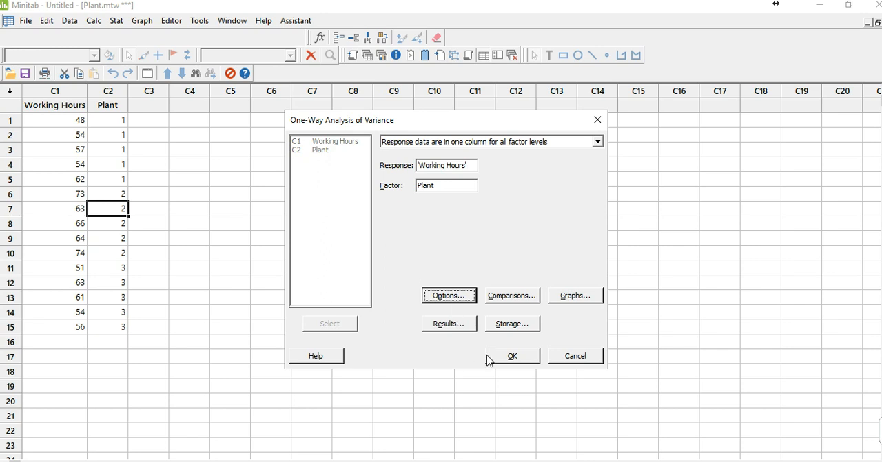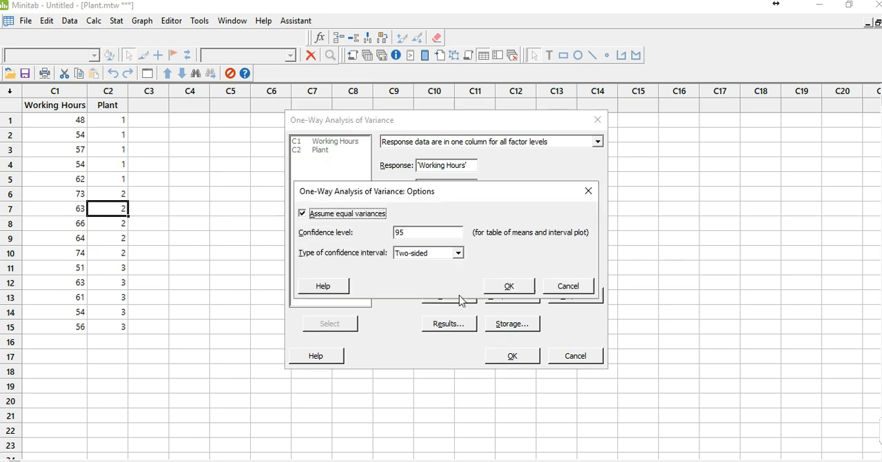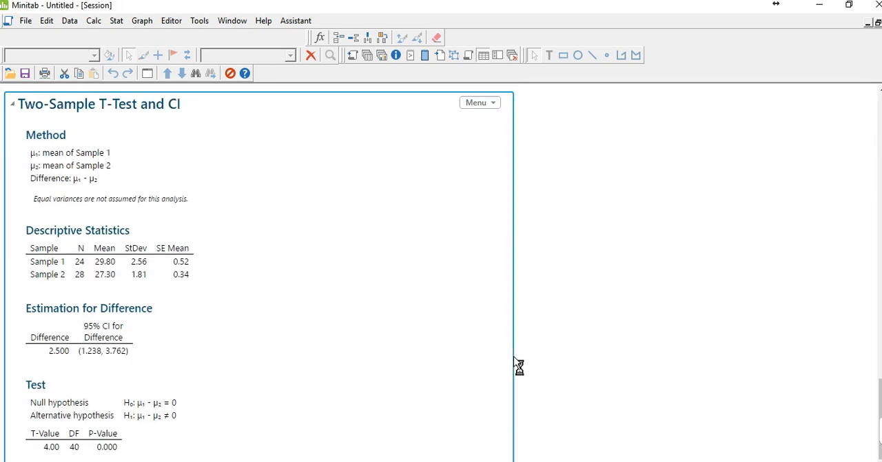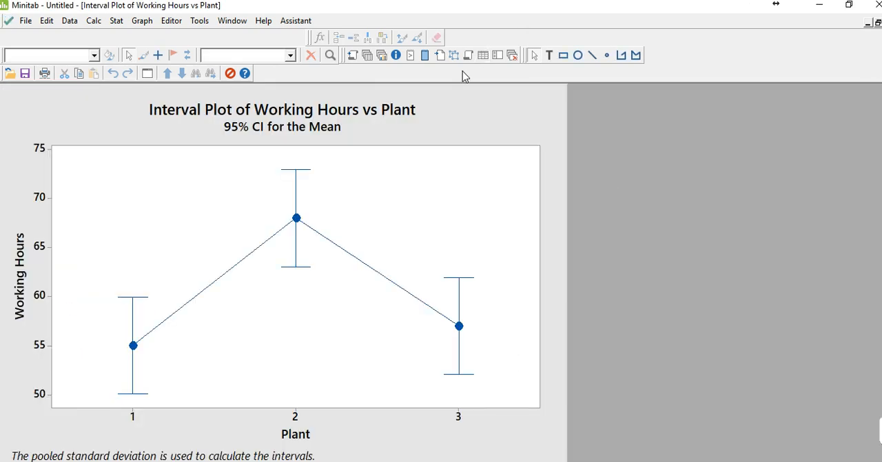So you can see options, right? We do not change anything, and then we hit OK. Here is our one-way ANOVA test. You can see here is the interval plot. There seems to be an effect for plant 2: managers in plant 2 work longer than plant 1 and plant 3.